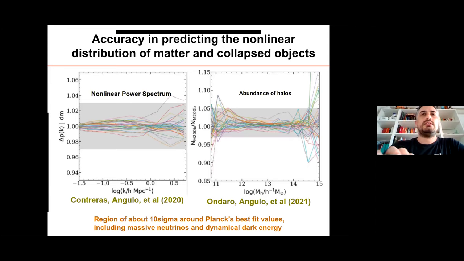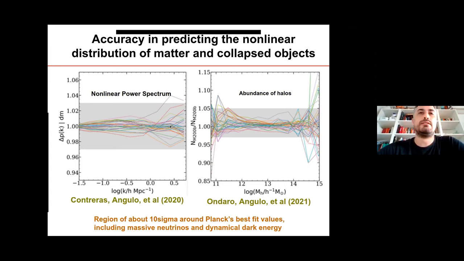So this is how precisely we can predict the nonlinear power spectrum and the abundance of halos for many different cosmologies, roughly 10 sigma around Planck, including massive neutrinos and dynamical dark energy. So you see that the accuracy typically is about 1%. In the worst case scenario, it's about 2%. And again, for comparison, this is the scales where currently data is analyzed, right? 0.1. So only this area is used, but now we're able to extend this more than an order of magnitude onto smaller scales. So we can predict the nonlinear state of matter.